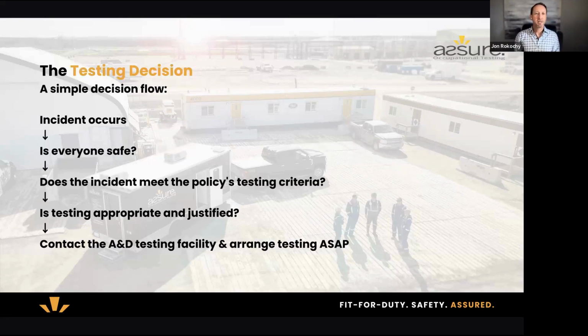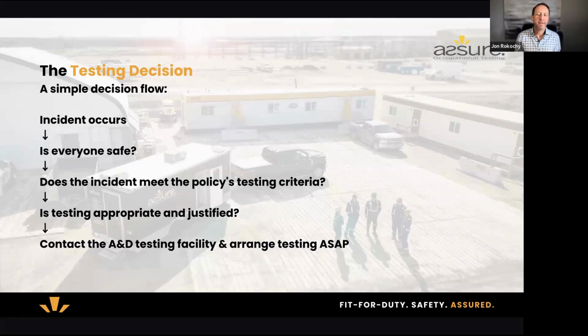So here's a simple decision flow chart. Incident occurs. First thing is, is everyone safe? Safety first. 911 gets the first call. Assure gets the second call if 911 gets to be involved. Does the incident meet the policy's testing criteria? So you get to be familiar with your company's post-incident drug and alcohol testing criteria. Does this meet the criteria?